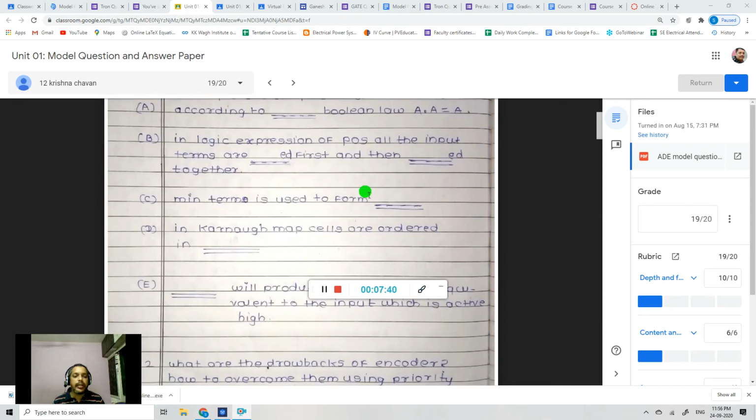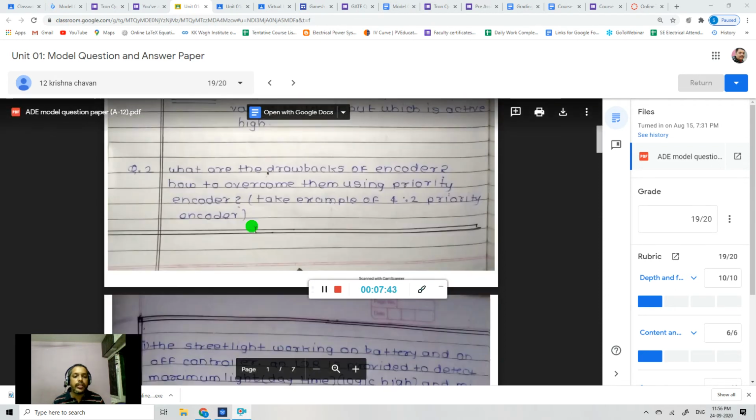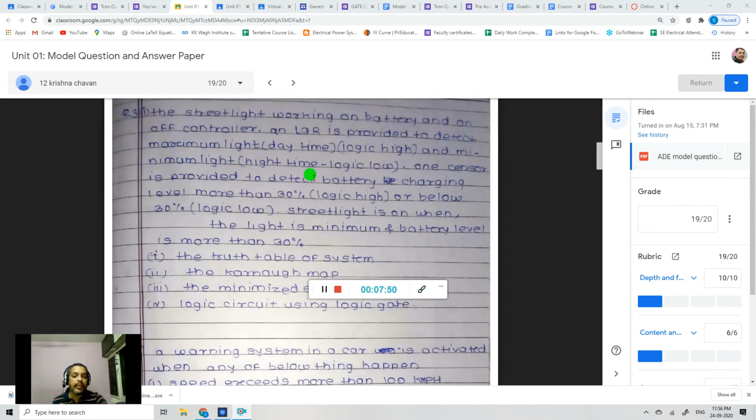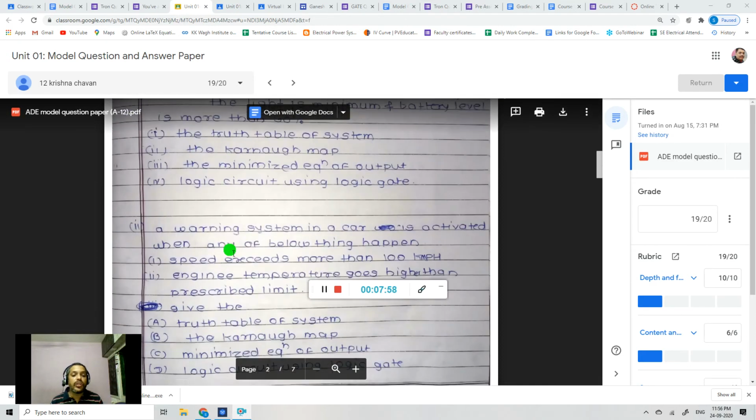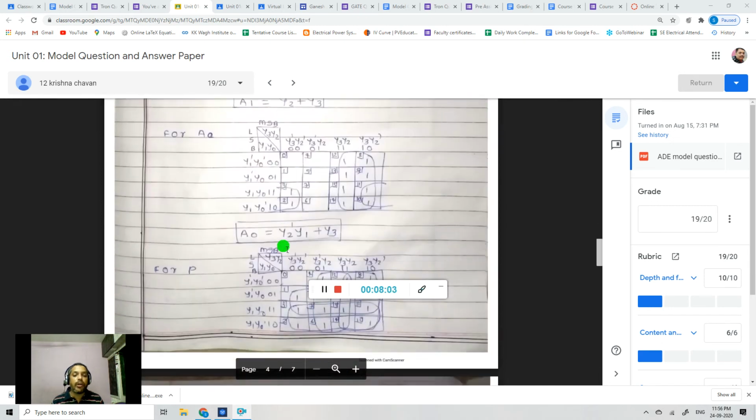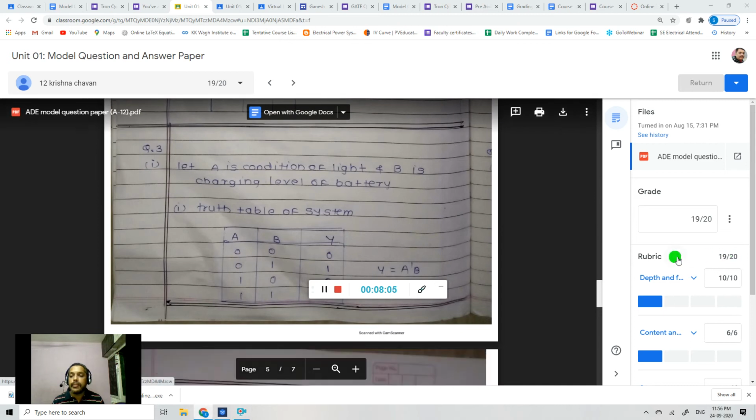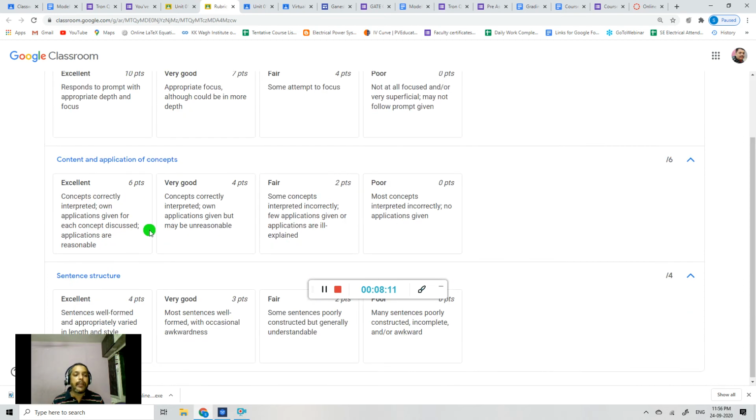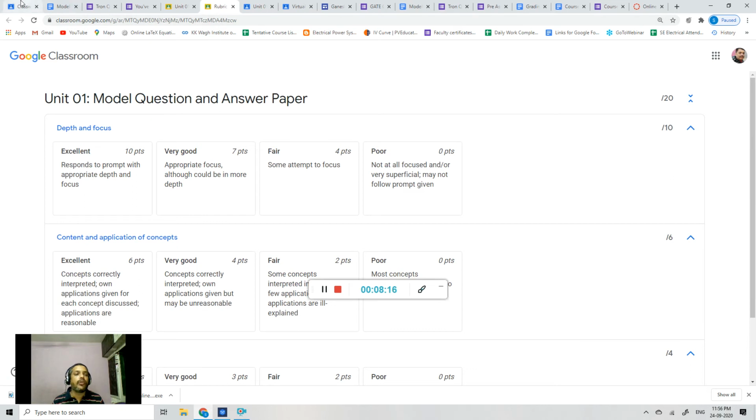So Krishna has submitted 5 multiple choice questions, 1 question based on the theory, and 1 question, see that it is the street light question. That street light question which I have posted in the open book assignment is designed by this student. I have put it for all students in the open book test. So this student has designed these questions, and he has prepared the answer sheet for that. Okay, and I have assessed this based on these rubrics. So I can show you the rubrics: depth and focus, content and application of the concept, and sentence structure. This is the rubrics which I have designed particularly for this.